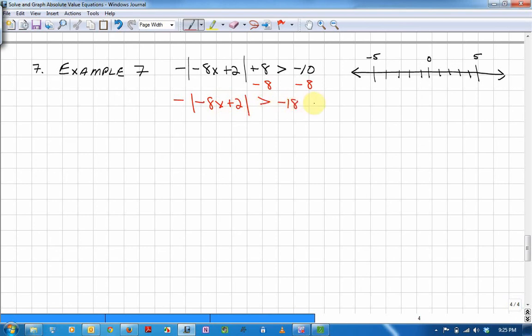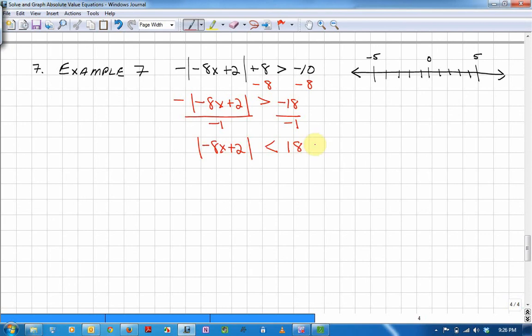Now notice I did not divide or multiply by a negative number, so I did not switch the absolute value. I subtracted. That doesn't switch the direction of the inequality sign. But now right here, I'm going to get this negative to the other side. So if I divide this side by negative 1, and this side by negative 1, that's going to move the negative to the right-hand side. But because I'm dividing by a negative 1, that inequality sign is going to flip. So what I would end up with is the absolute value of a negative 8x plus 2 is less than 18.